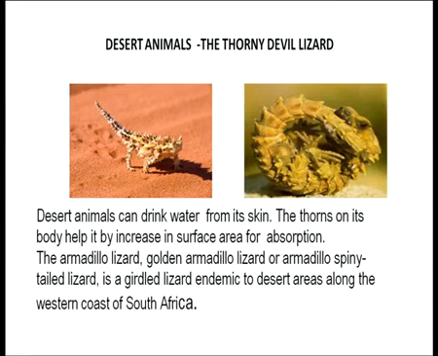The desert animals can drink water through their skin. The thorns on their body help them by increasing the surface area for absorption. The armadillo lizard, golden armadillo lizard, and the spiny-tailed lizard are well suited for this kind of climatic conditions.